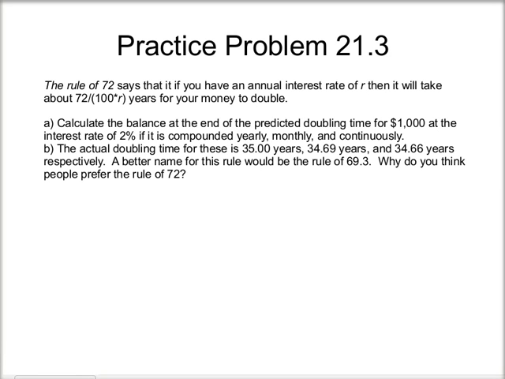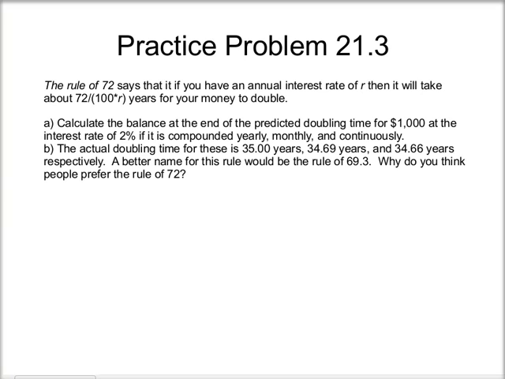This is practice problem 21.3. The rule of 72 says that if you have an annual interest rate of R, then it will take about 72 divided by 100 times R years for your money to double. For part A, calculate the balance at the end of the predicted doubling time for $1,000 at the interest rate of 2% if it is compounded yearly, monthly, and continuously.